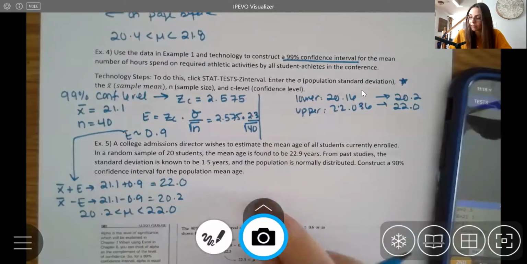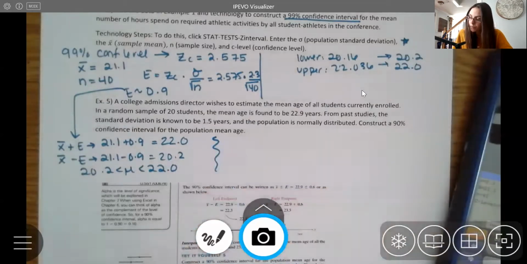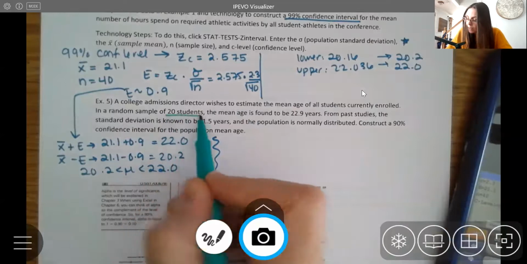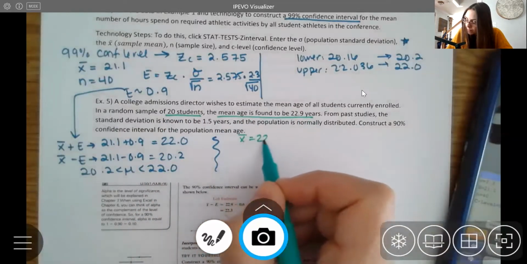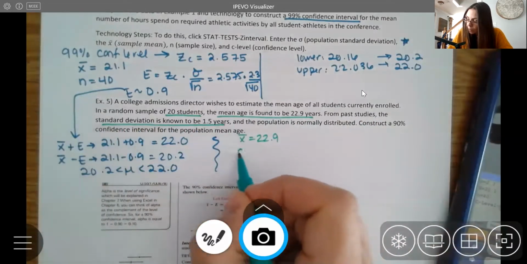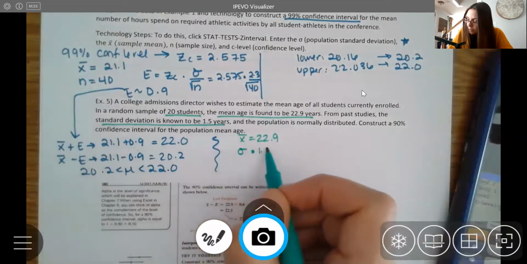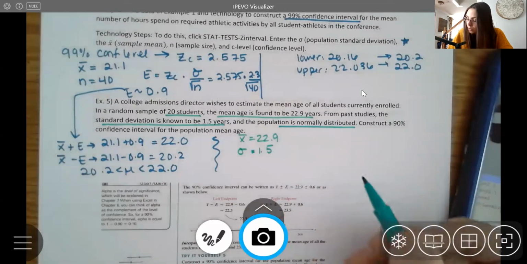Let's do another one with the calculator for this one. So a college admissions director wishes to estimate the mean age of all students currently enrolled. In a random sample of 20 students, the mean age is found to be 22.9 years. From past studies, the standard deviation is known to be 1.5 years. So again, that's the population standard deviation. So it's 1.5 years. And we are told the population is normally distributed, which is good.